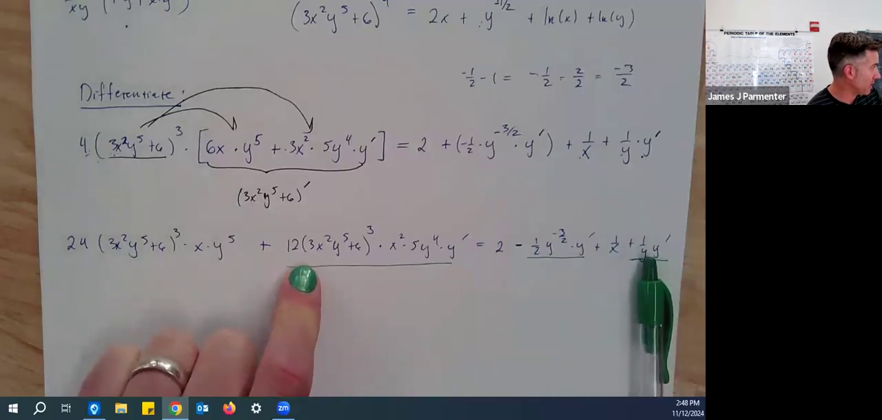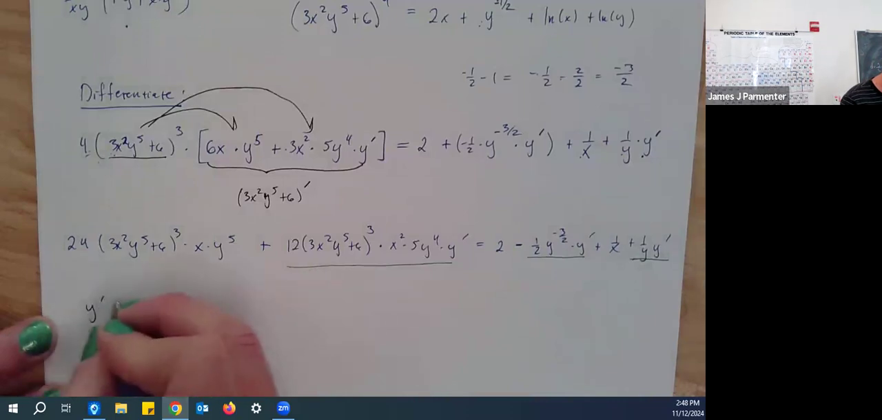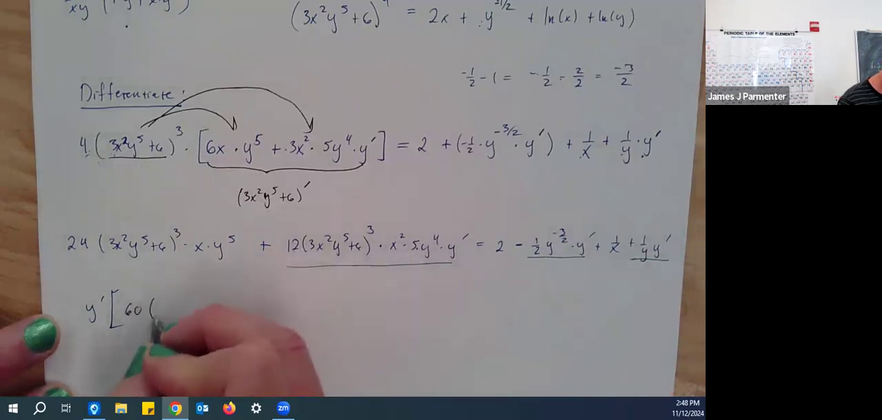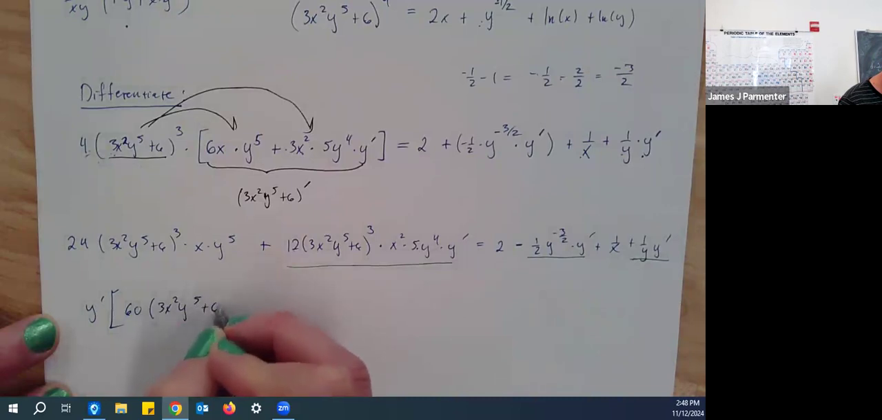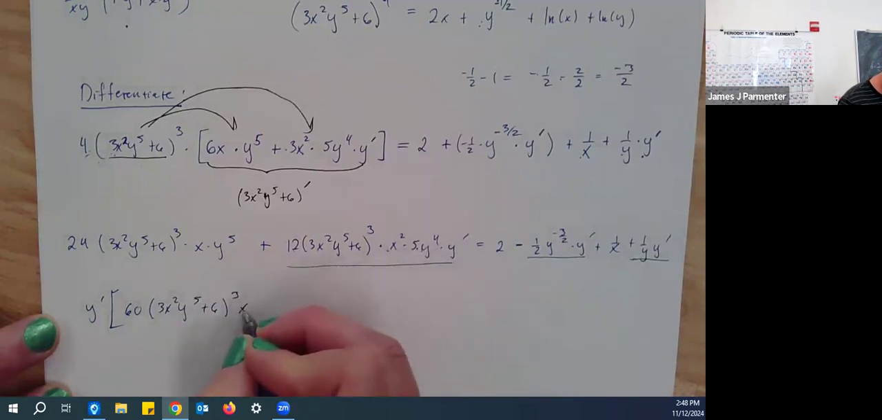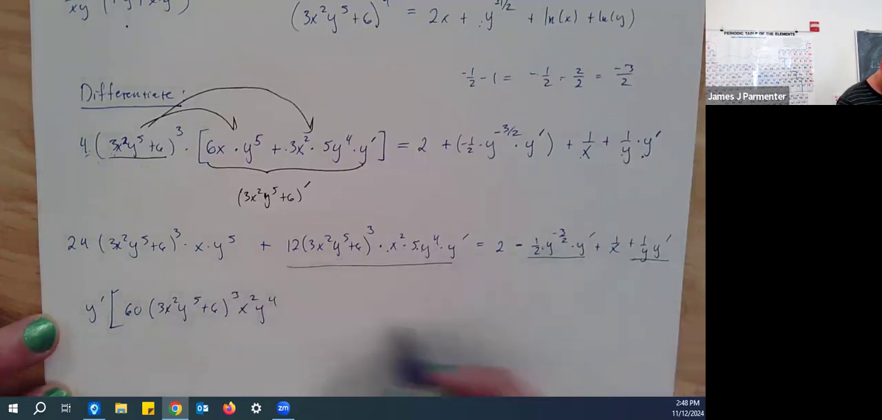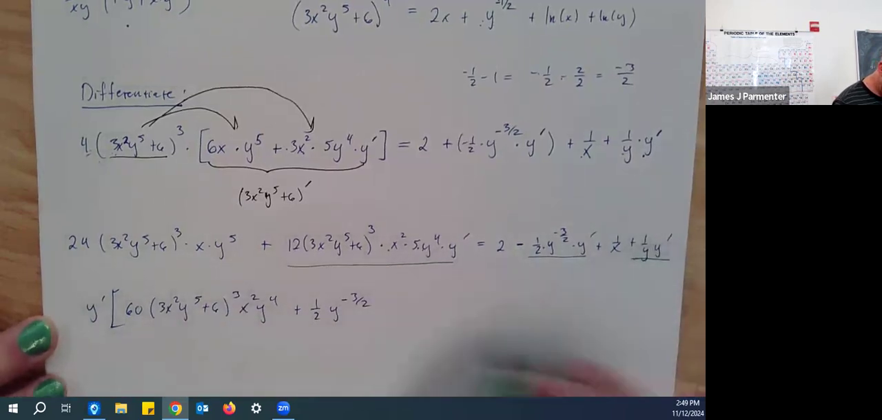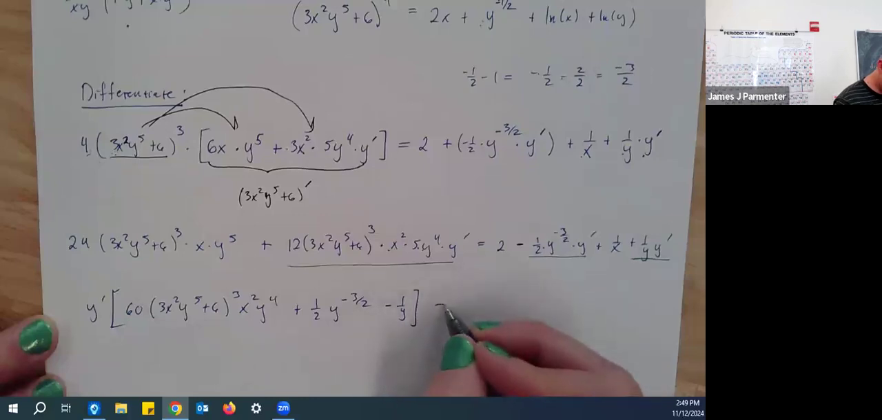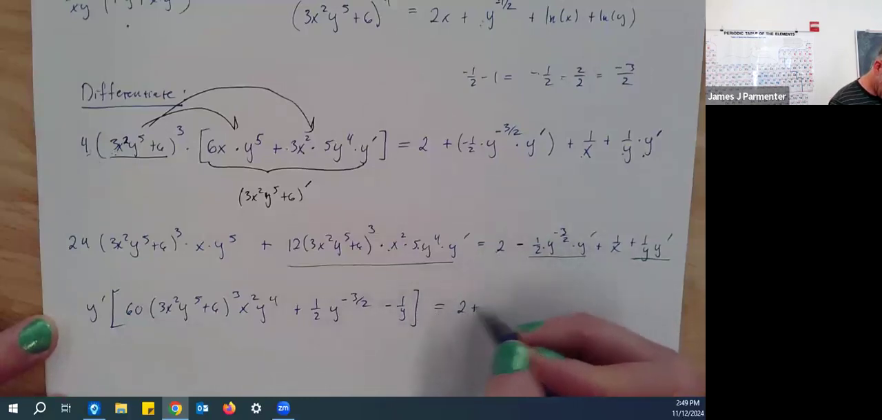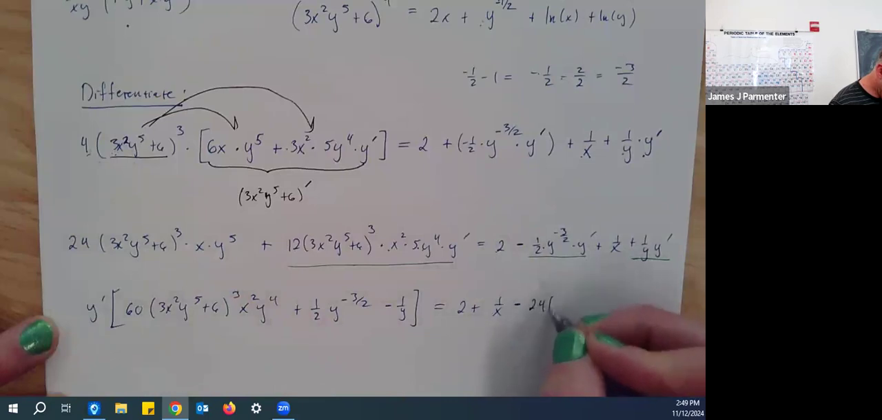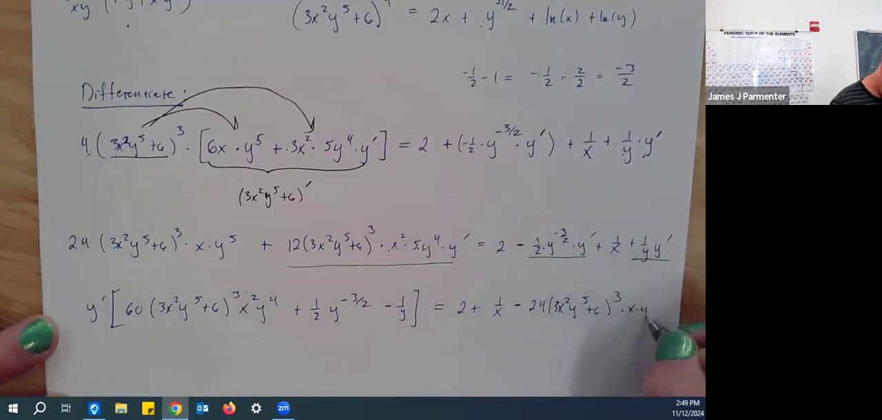And I'm also going to factor out a y prime at the same time. So I'm going to get y prime times this term without the y prime. So 12 times 5 is 60. So 60 times 3x squared y to the fifth plus 6 cubed times x squared times y to the fourth plus, because I'm bringing it over here, 1/2 times y to the negative 3/2. The y prime got factored out. Minus 1 over y equal to the other stuff. So I've got a 2 plus a 1 over x. And then I've got this term over here, which is going to become negative. It's minus 24 times 3x squared y to the fifth plus 6 cubed times x times y to the fifth.